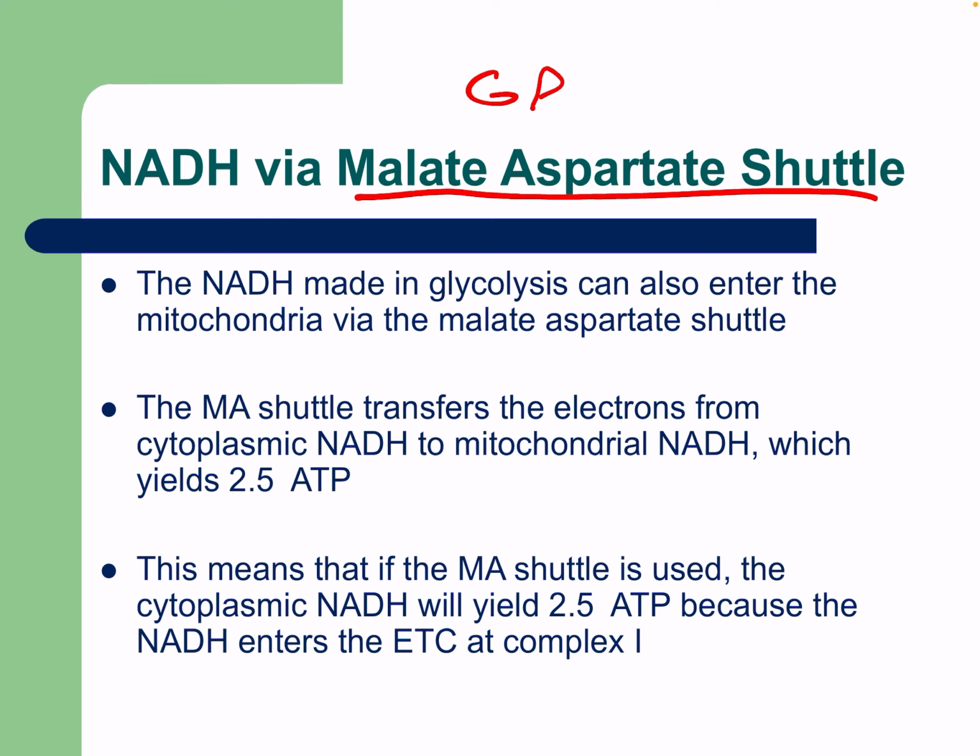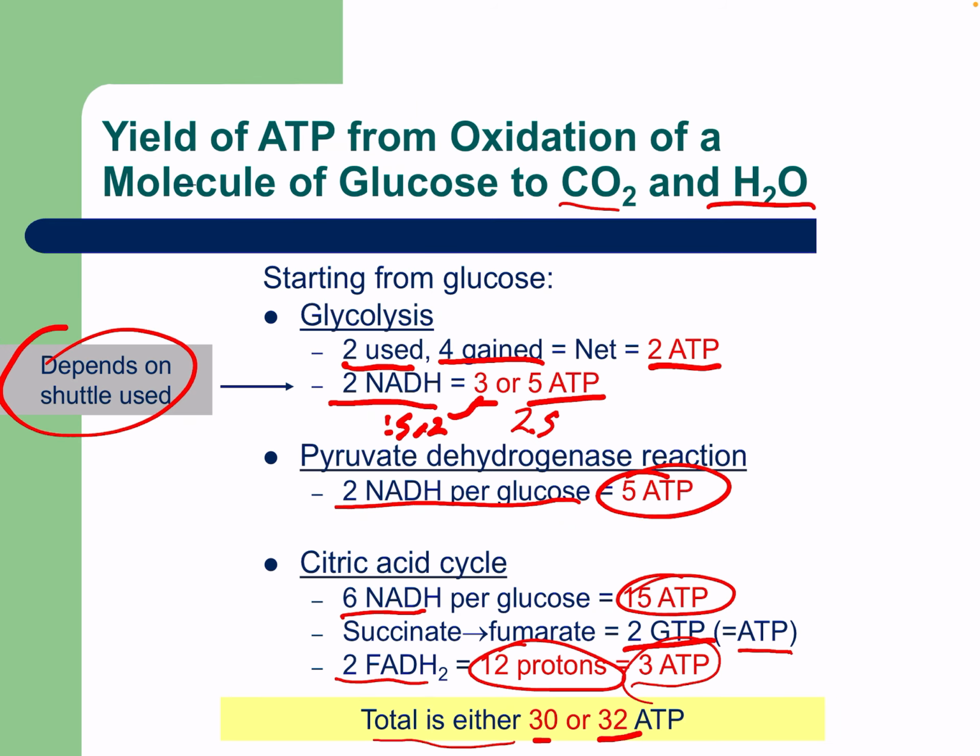The NADH made in glycolysis can also enter through the malate aspartate shuttle. The MA shuttle transfers electrons from cytoplasmic NADH to mitochondrial NADH, which yields 2.5 ATP. This means that if the malate aspartate shuttle is used, the cytoplasmic NADH will yield 2.5 ATP because the NADH enters at complex 1. I'll just go back: this would be the malate aspartate, and that would be the glycerol phosphate, which enters at complex 2.